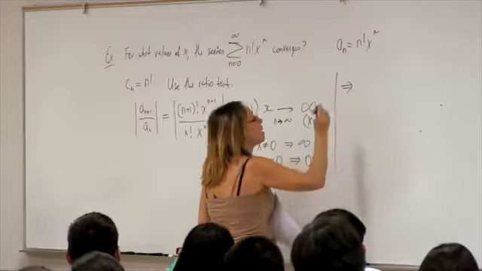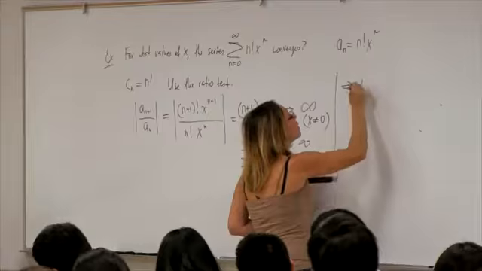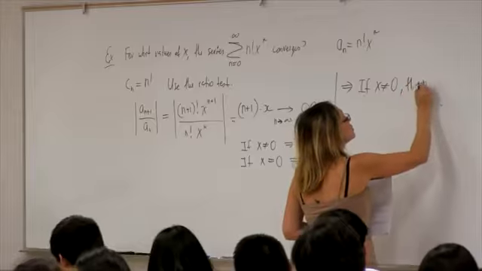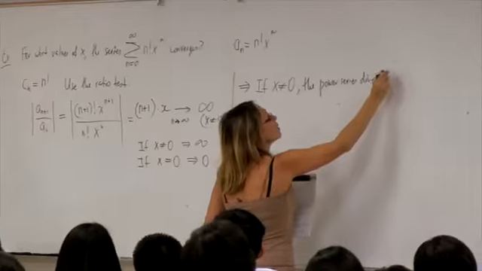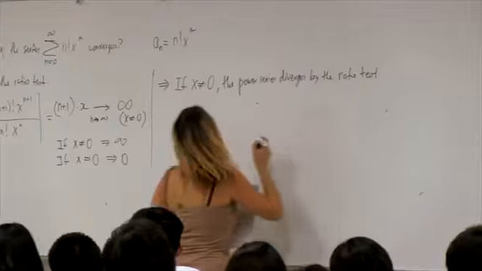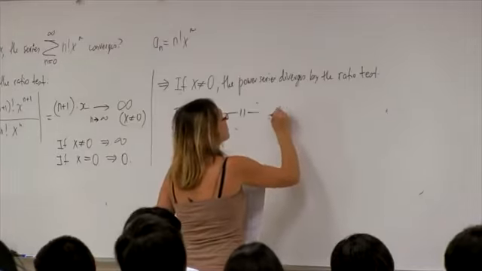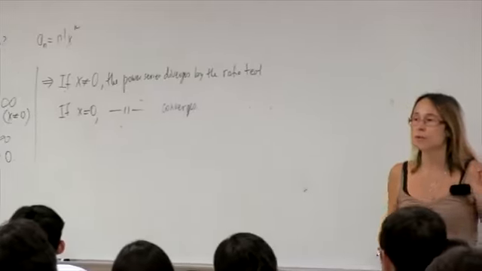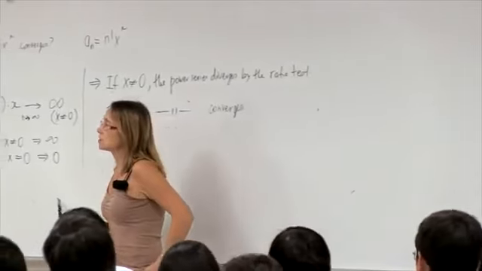So we conclude by the ratio test that if x is any number but 0, the power series diverges by the ratio test. If x is equal to 0, the power series converges. So in this interesting example, the convergence is only observed for one single value of x, x equals 0. For any other non-zero value of x, the series diverges.